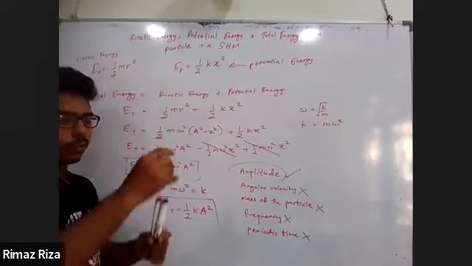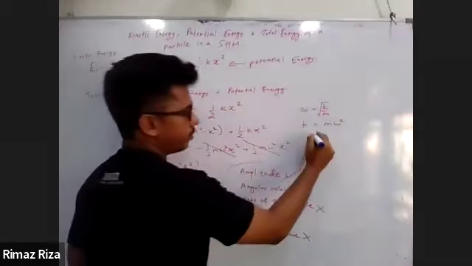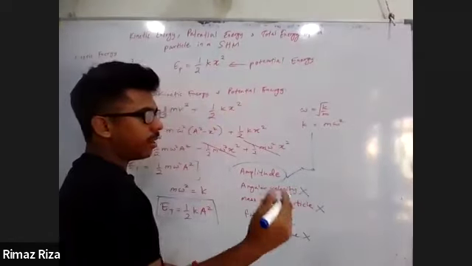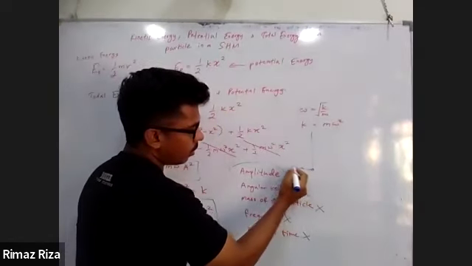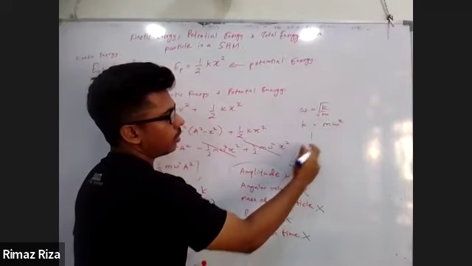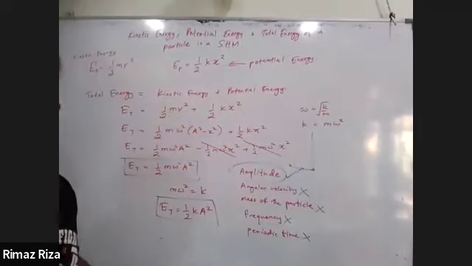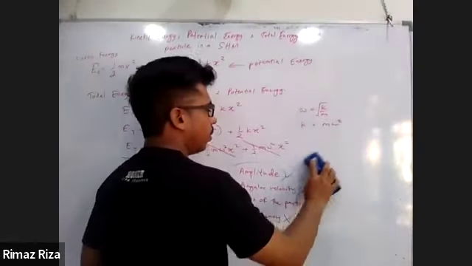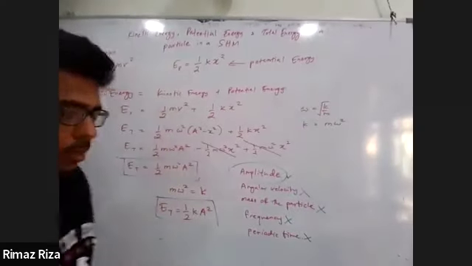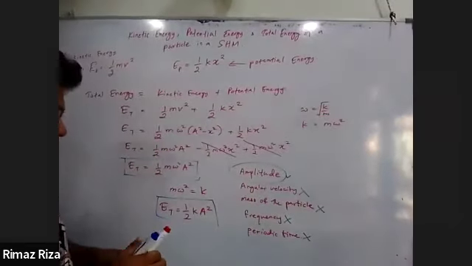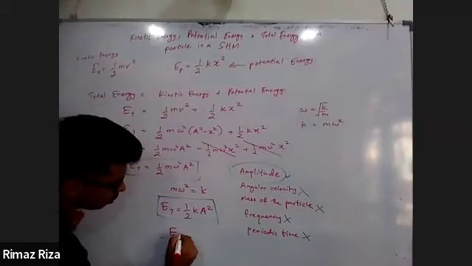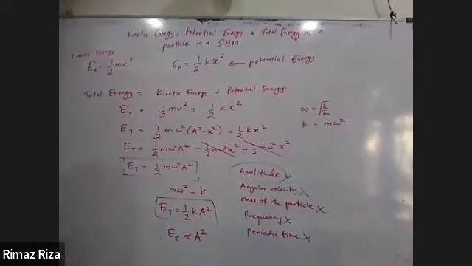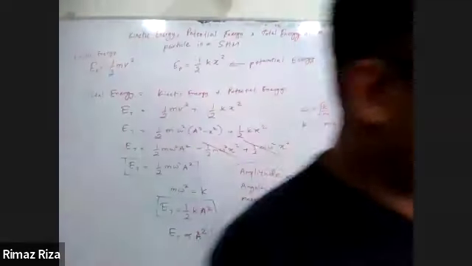So for example, let's say there is a pendulum. First, you give a small displacement, then it will have some energy E1. Next time you give a large amplitude, so it will have an energy E2. Definitely E2 will be greater than E1. So the total energy of a simple harmonic motion is proportional to the amplitude squared.